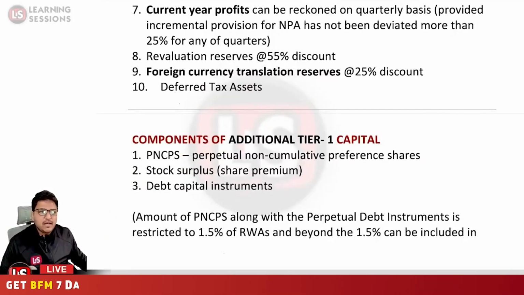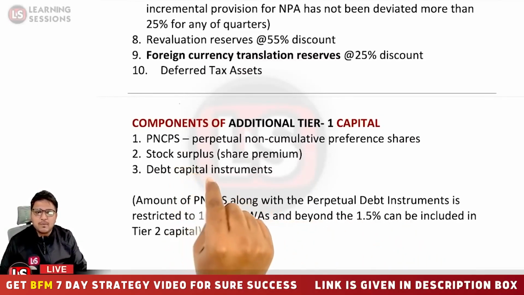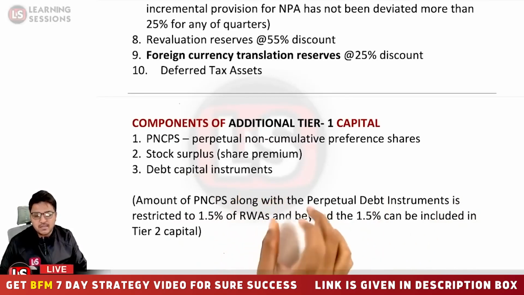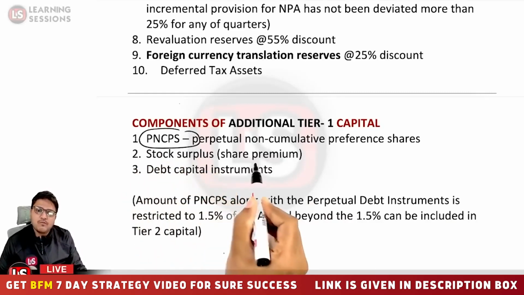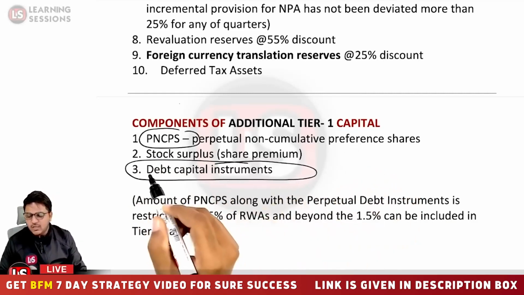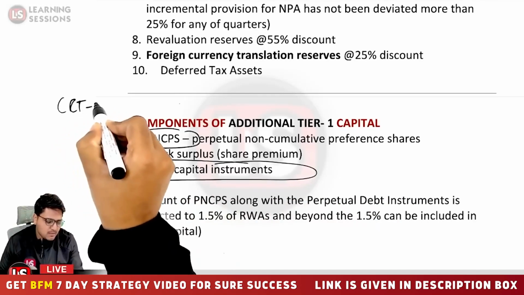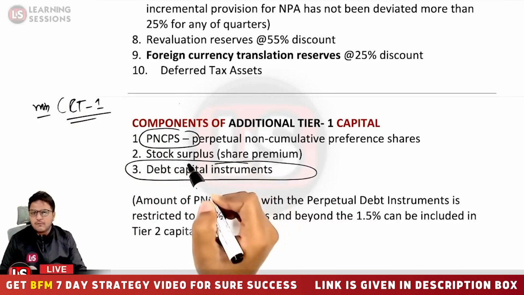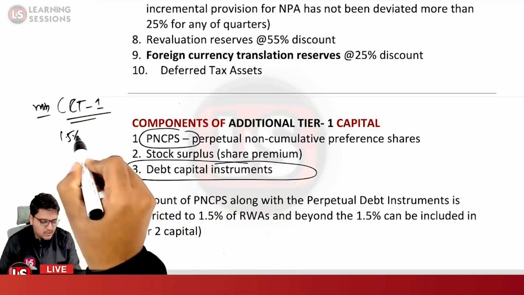And further, the amount of PNCPS along with the PDIs, that is perpetual debt instruments, is restricted to 1.5% of the risk weighted assets. Okay, so in total, these are basically restricted to 1.5%, because additional tier 1 can be a maximum of 1.5%. If we consider the CET1, it is a minimum prescribed capital that is to be maintained. But for the additional tier 1, it is a maximum of 1.5%. So it is basically 1.5% only that is to be maintained.